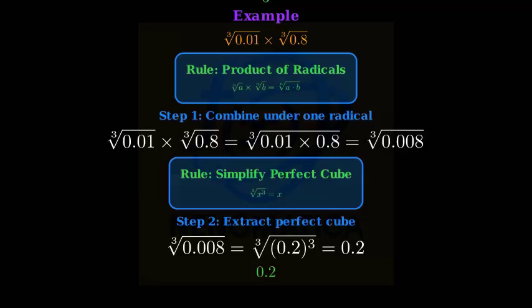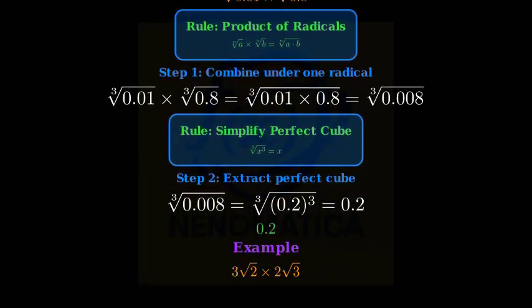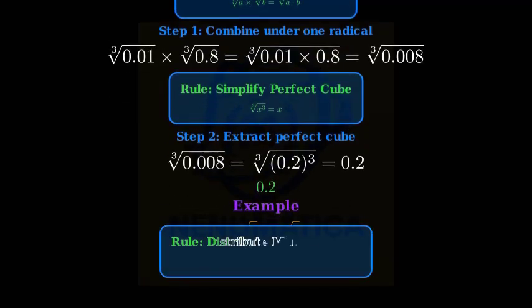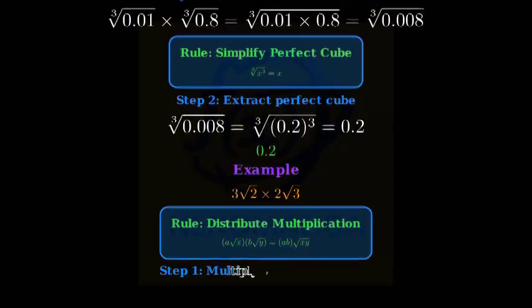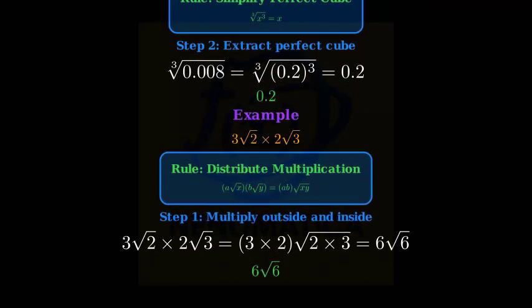For our final example, we'll multiply 3 root 2 by 2 root 3. This example involves coefficients outside the radicals. When multiplying expressions with coefficients and radicals, we multiply the coefficients together and the radicals together. So we have 3 times 2 for the coefficients and the square root of 2 times the square root of 3 for the radicals.